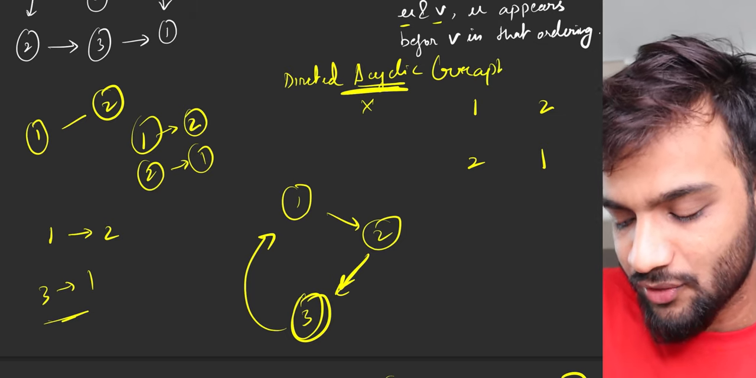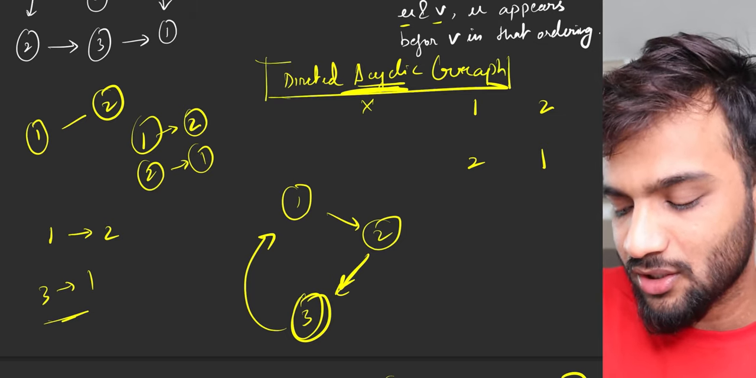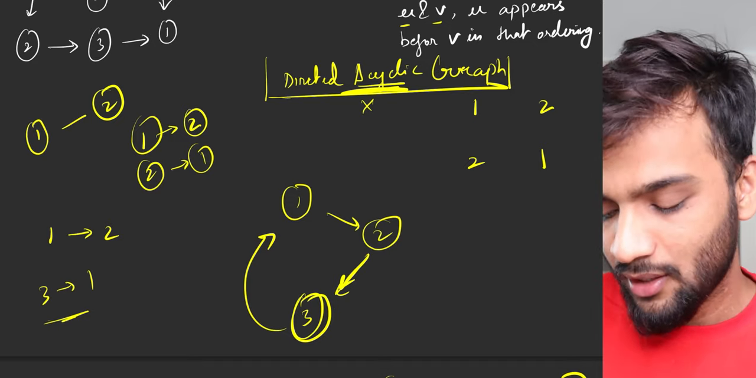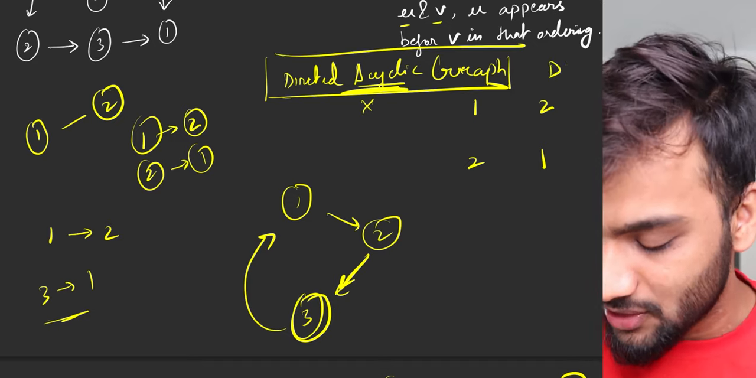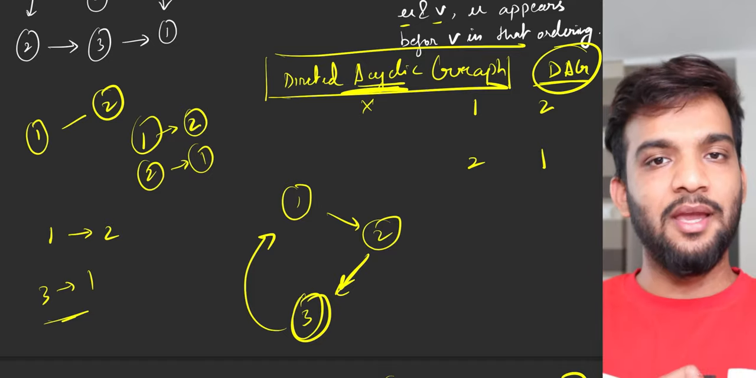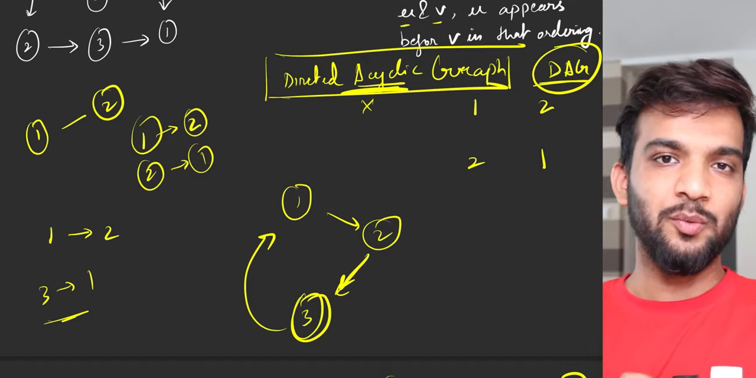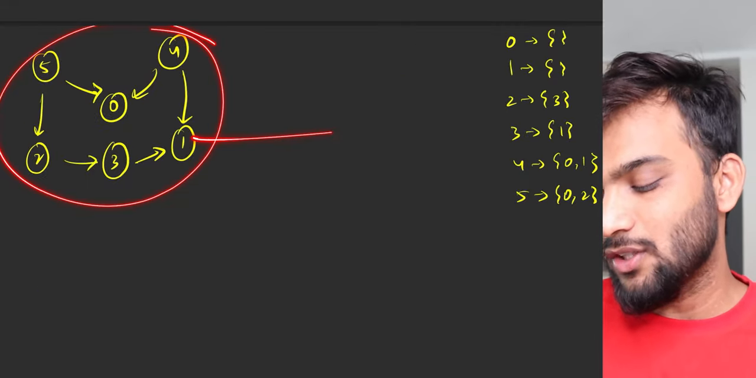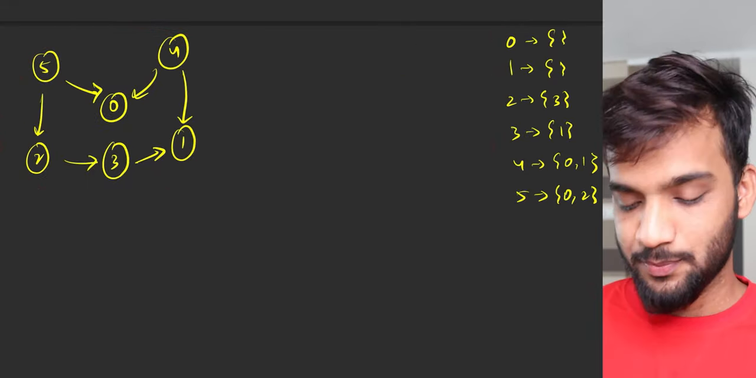So I hope you got the reason why topological sorting is valid, or why you can write a linear ordering for a directed acyclic graph, which is nothing but a DAG. Okay, so the reason is clear. Now let's quickly jump to the algorithm. So we have this particular DAG, and we have the corresponding adjacency list for this particular DAG.